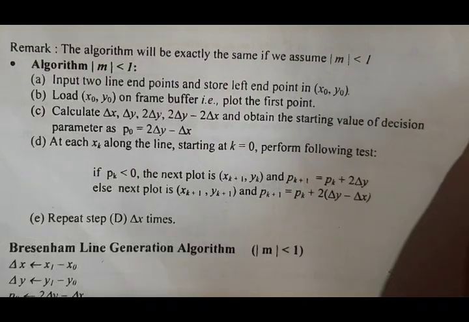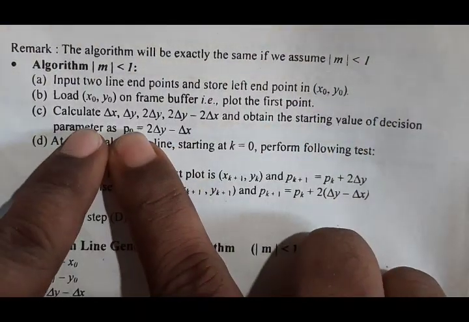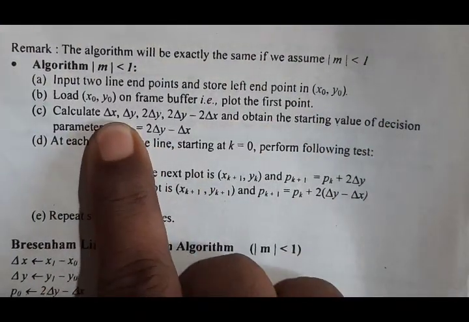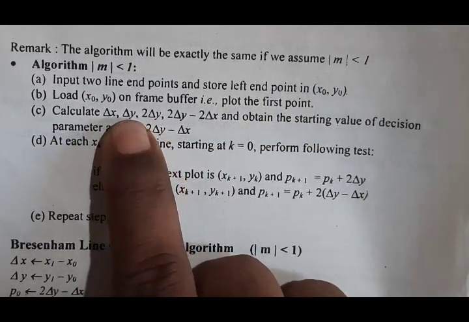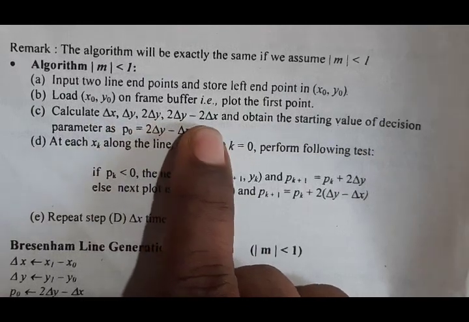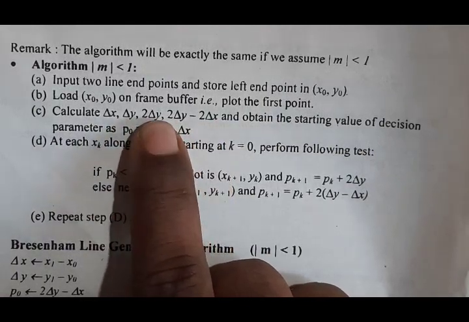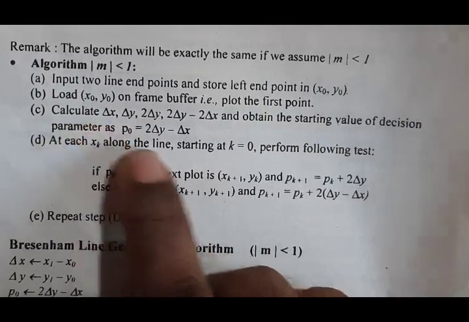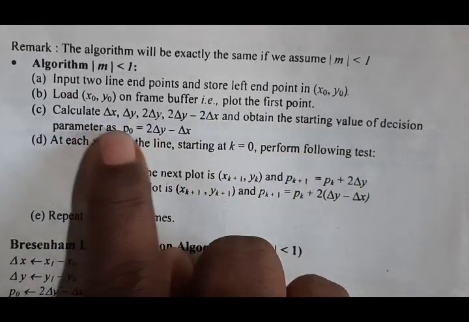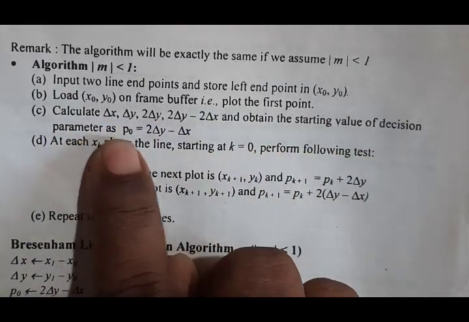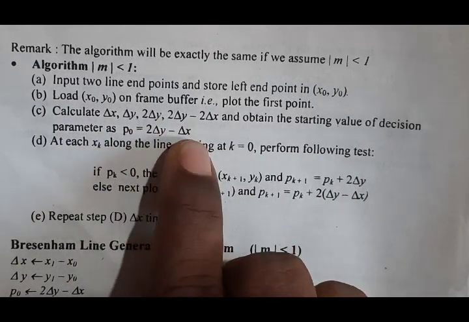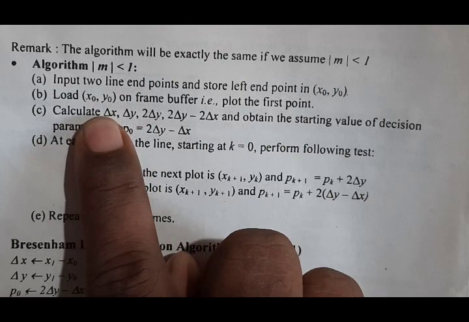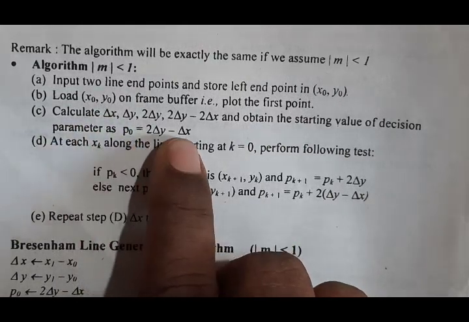Next, calculate delta x. Delta x means x1 minus x0. Delta y means y1 minus y0. 2 delta y means 2 into delta y. 2 delta y minus 2 delta x means 2 into delta y minus 2 into delta x. And obtain the starting value of the decision parameter. What is the decision parameter? P0 is equal to 2 times delta y minus delta x.